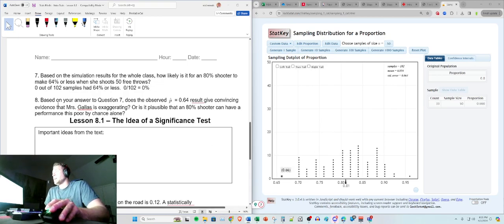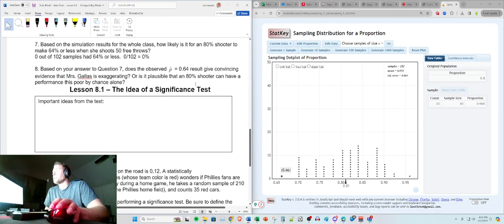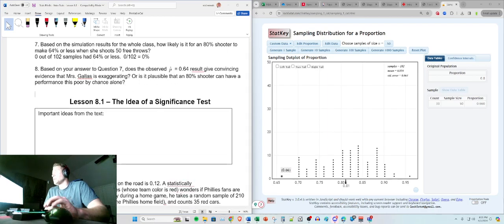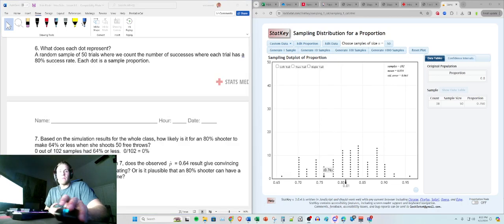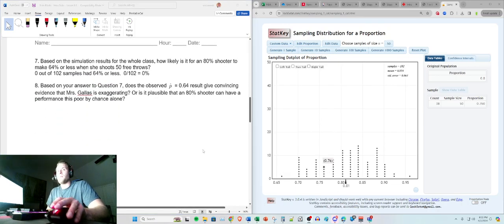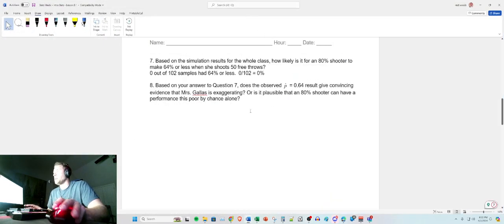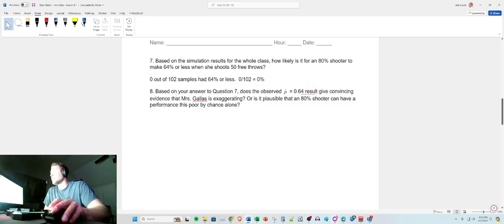Okay. So based on our answer to question 7, does the observed p-hat of 0.64 result give convincing evidence that Ms. Gallus is exaggerating? Or is it plausible that an 80% shooter can have performance this poor by chance alone? Okay. Let me actually move this sheet. So let me make this full screen again. So that's what we wrote for number 7. So on number 8, it says, okay, so based on this, is it plausible that she's exaggerating? Say yes.